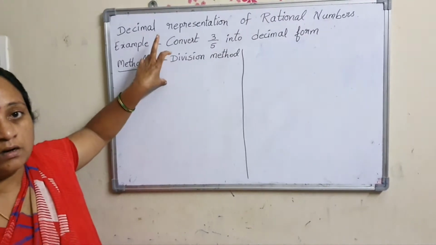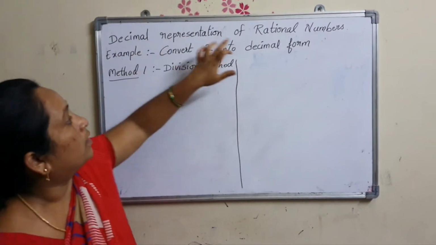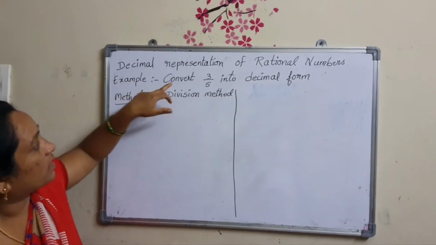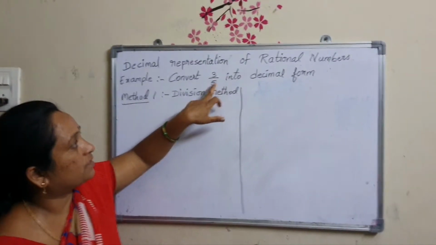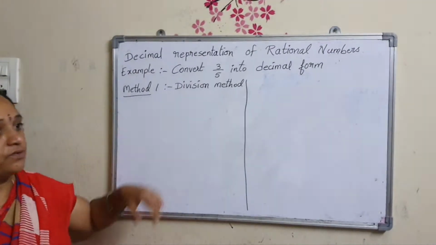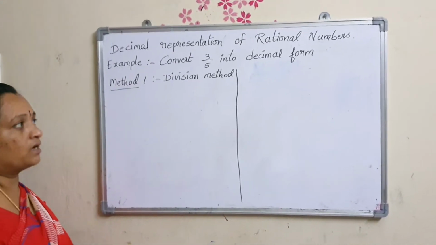Now let us learn how to represent rational numbers in decimal form. For example, convert 3 by 5, which is a rational number, into decimal form. Here we have two methods. One is the division method and the other is making the denominator into base 10.